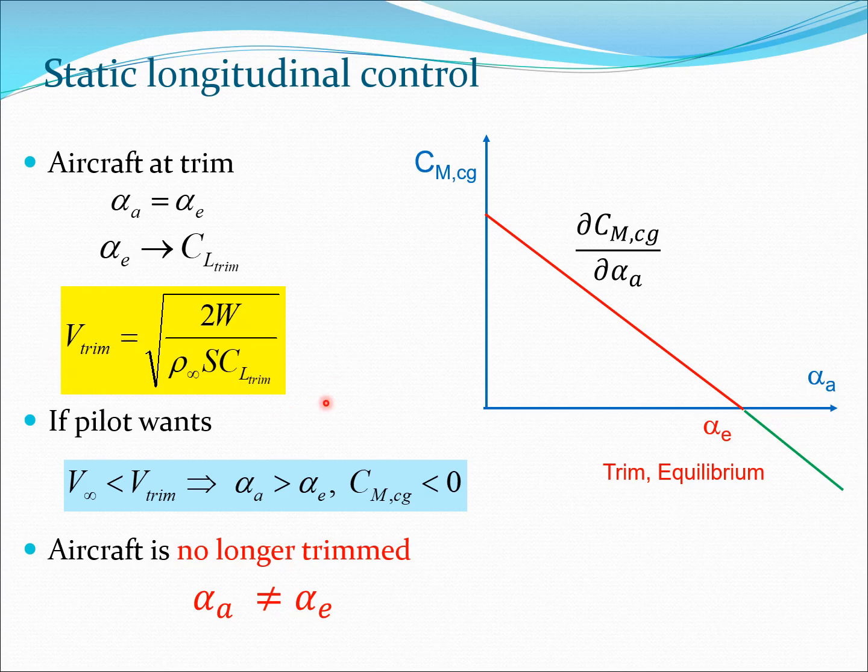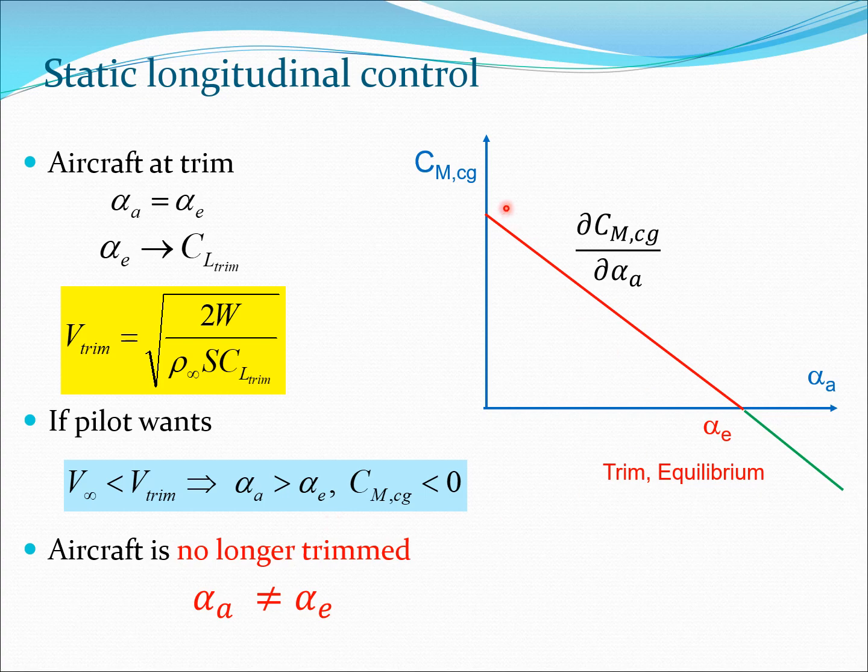Essentially what this means is that when the aircraft is in the trimmed condition, V trim will be given by this formula. Now there may be a situation where the pilot wants to change the velocity slightly. He may want to create a situation where V infinity is less than V trim, and in that case he will have to increase alpha, so alpha A becomes greater than the equilibrium value. Alpha has to become greater because the velocity is lesser, and so more of this angle is required to drive the CL value up.